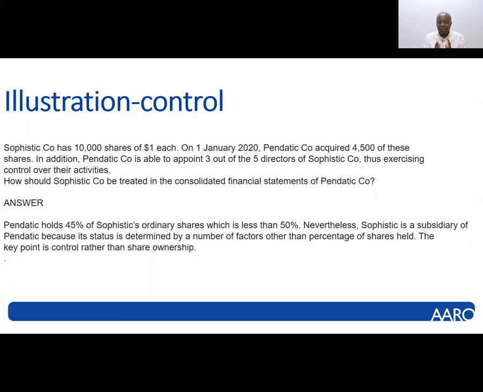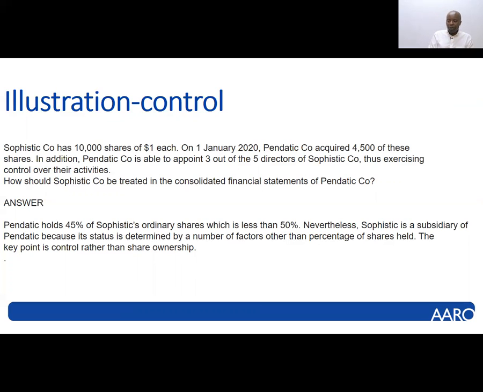We are told Sophistic company has 10,000 shares of $1 each. On 1st January 2020, Pedantic company acquired 4,500 of these shares. Ladies and gentlemen, basically, Pedantic has acquired 4,500 out of 10,000. That is 45% shareholding in company Sophistic. So somebody would argue that 45% is less than 50% in significant shareholding. So somebody would argue that there is no way Sophistic can be a subsidiary of Pedantic.